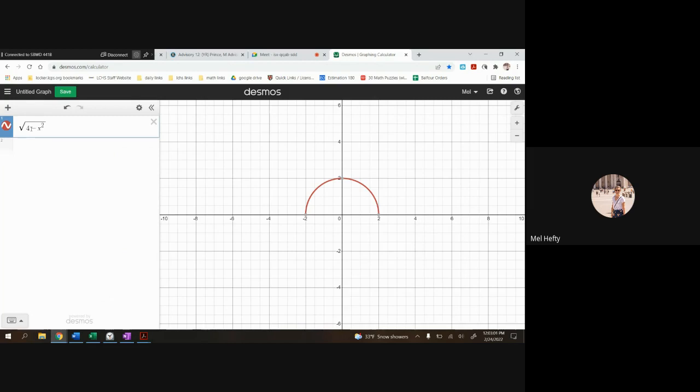Do we need calculus to find the area of this? No. Oh, also bonus question. What happens if I put a negative in front of the square root? What do you guys think will happen? Whoa.